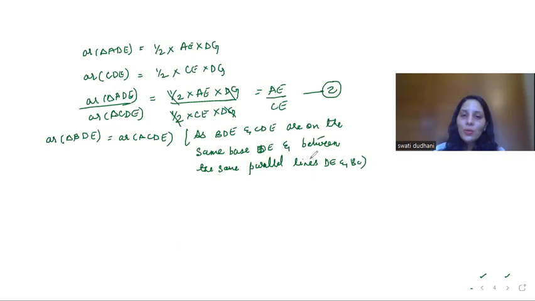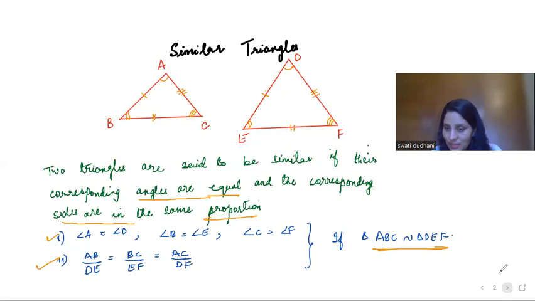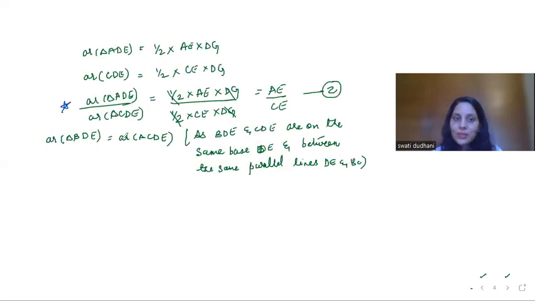Okay. So now, in the two equations that we have, listen very carefully. This is our one equation, ADE by CDE. And the first equation is ADE by BDE. But we know that BDE and CDE are equal.